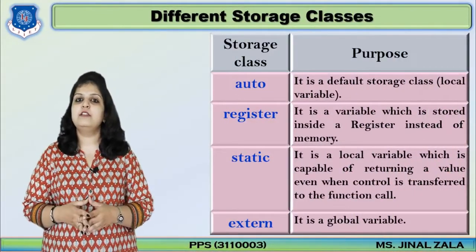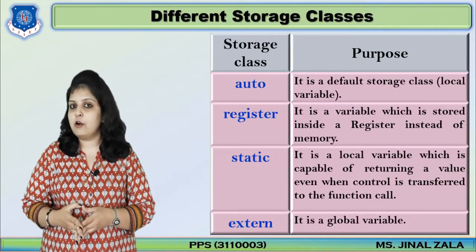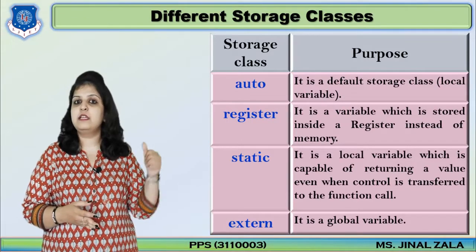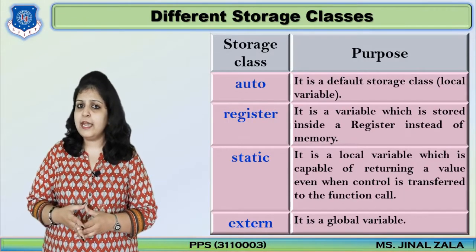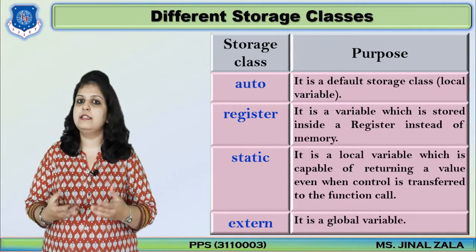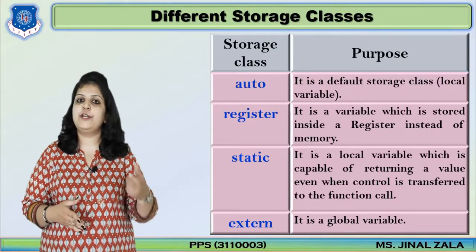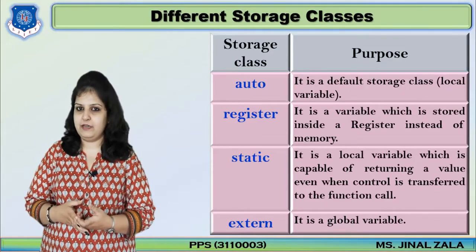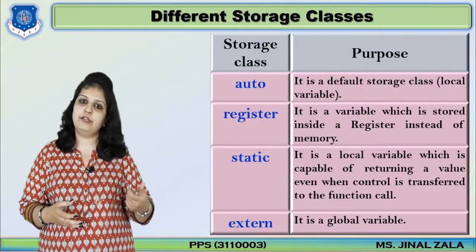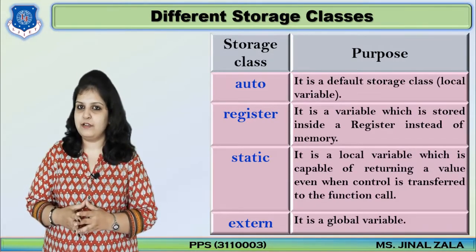So our first storage class is automatic variable. For declaring an automatic variable, we can use the keyword auto, and it is nothing but the default class, or we can say it is a local variable. When we declare a local variable, the auto keyword is not a mandatory part. You can use the auto keyword, but without auto it is by default an automatic variable.